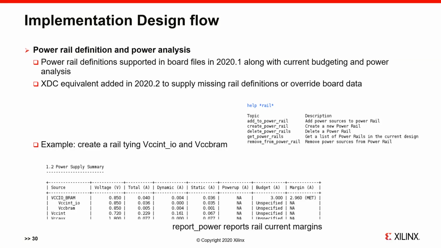Power rail definitions were supported in board files in 2020.1 along with current budgeting and power analysis. In 2020.2, we have added XDC equivalent to supply missing rail definitions or override board data.